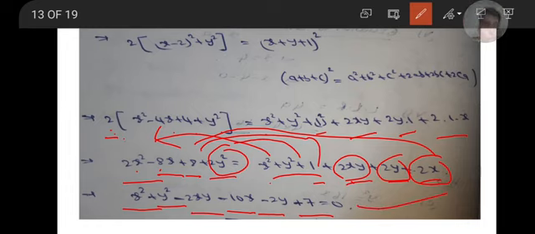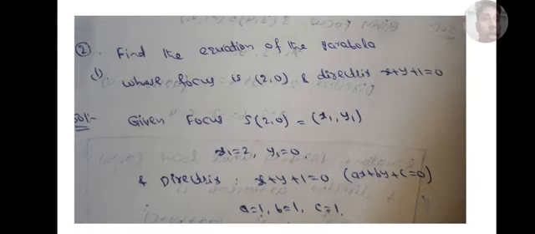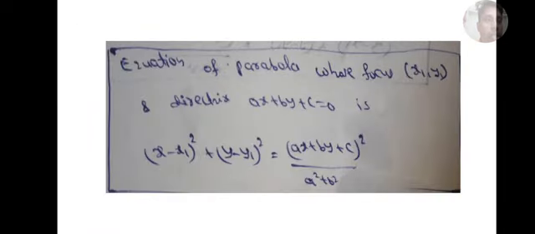This is the equation of a parabola whose focus is (2, 0) and directrix is x + y + 1 = 0. We have to identify the x1 value, y1 value, a value, b value, c value, and substitute in this formula. This formula is very important: (x − x1)² + (y − y1)² = (ax + by + c)² / (a² + b²).